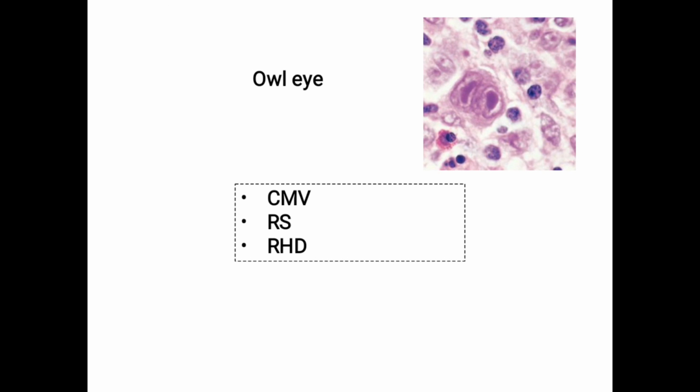I have just included where all we can see owl-eye appearance. We can see it in cytomegalovirus, we can see it in Reed-Sternberg cell, and we can even see it in rheumatic heart disease.